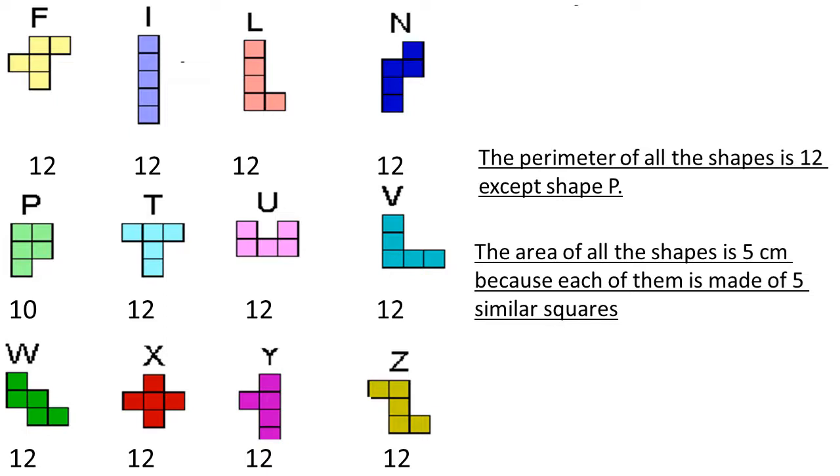Now if you find out the area, it is also the same for all these shapes. How? Because we have used only 5 squares in each shape, so the area of all the shapes is 5 square centimeter. Because each of them is made of 5 similar squares, the area will be 5 only for all the shapes. Remember this, very important point. Understood? This is also given in your textbook. Let us see.